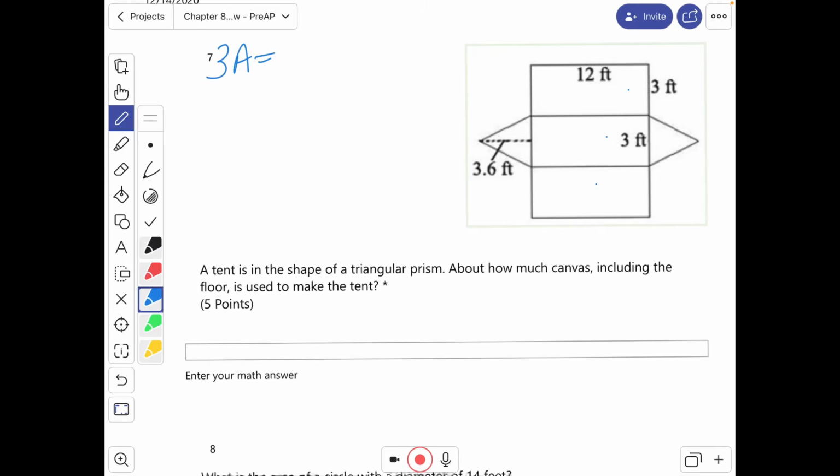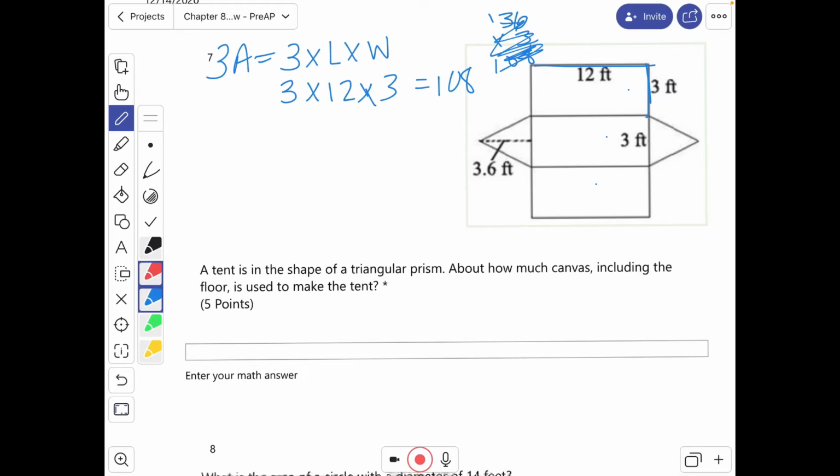There's 3 of them. So it's going to be 3 times the length times the width. So 3 times the length is 12, and the width is 3. And 3 times 12 is 36, and 36 times 3, 108. And then we want to find the triangles.